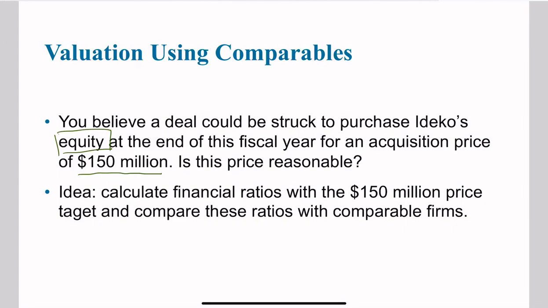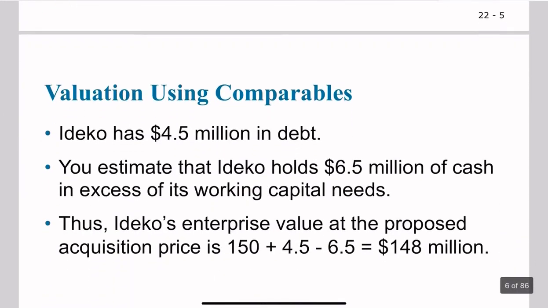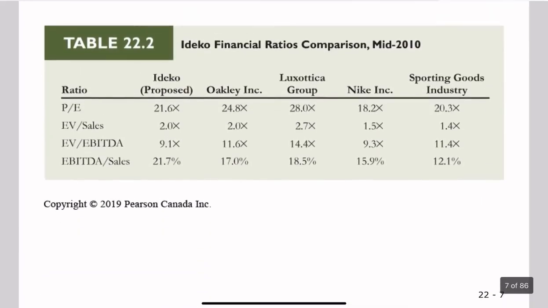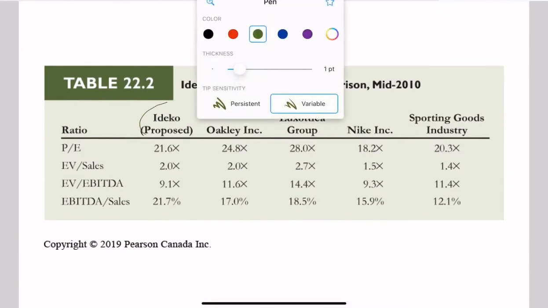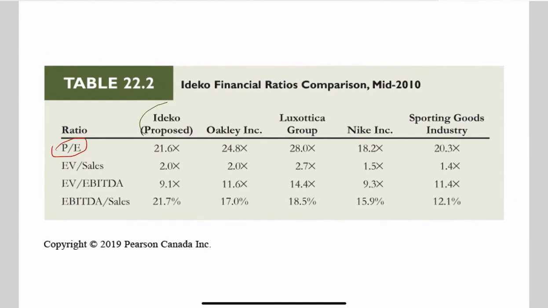And we will use these valuation ratios and compare them with other firms. So let's see what kind of ratios we want to use. You can see that we want to use PE ratio, EV divided by sales ratio, EV and EBITDA ratio, and EBITDA sales ratio. So let's first talk about these ratios a little bit.